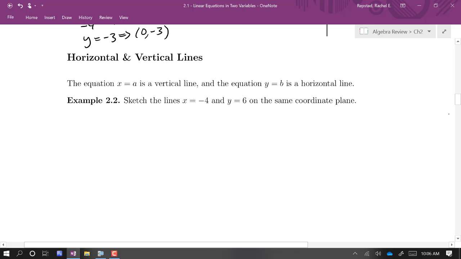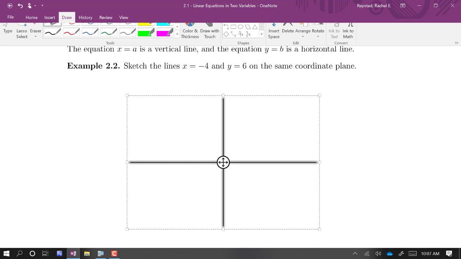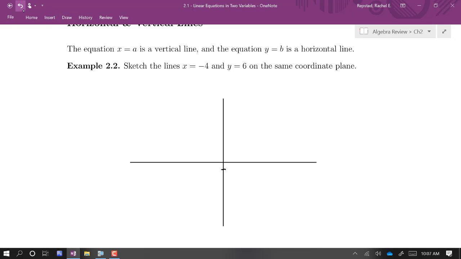An equation with just one variable will either be horizontal or vertical. So the equation x equals a, where a is some constant, is a vertical line. The equation y equals b, where b is some constant, is a horizontal line. So we could sketch these two lines on the same coordinate axes pretty easily, I think. x equals negative 4. That just means that the x coordinate of every point on this line is negative 4, and the only way that happens is if you've got this vertical line right here.